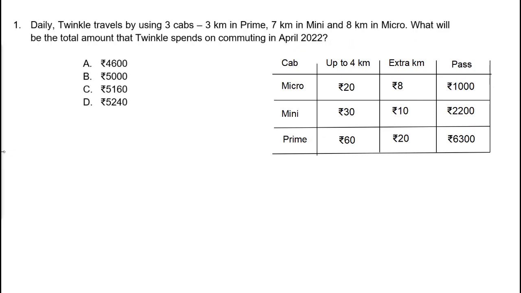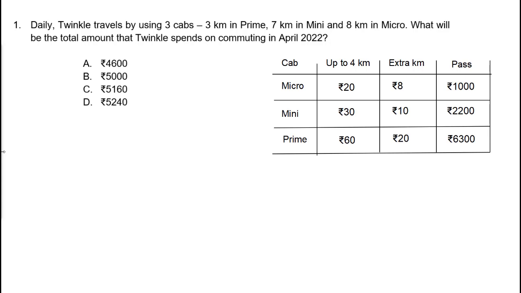Daily Twinkle travels by using 3 cabs: 3 km in prime, 7 km in mini and 8 km in micro. What will be the total amount that Twinkle spends on commuting in April 2020? So over here we want to minimize the total expenditure. We have 2 options: to pay every day as per the distance traveled, and the second option is to purchase a monthly pass.